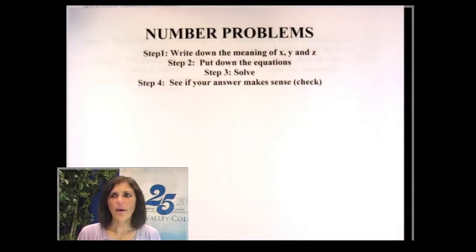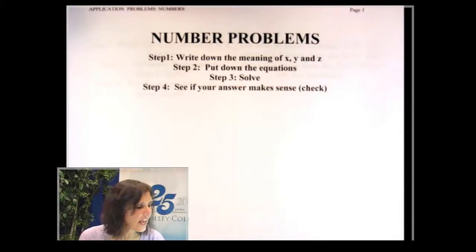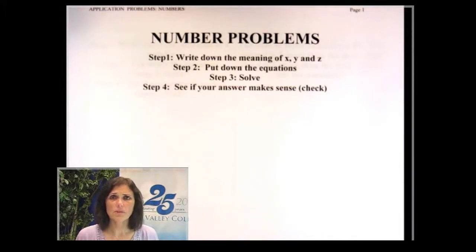The key with number problems is write down what your unknowns are. And I usually call them X, Y, and Z. Another way of calling them is with the first letter of what they mean. X, Y, Z will work as well. Second step is put down the equations. Third step, of course, solve them. And then fourth step, look at them and see if they make any sense. And you may want to just substitute back the values that you found into the original equations and see if they work.